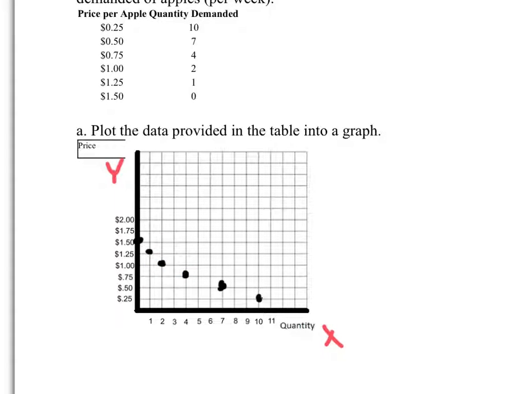And then simply constructing the demand curve is just a function of connecting those dots so that it looks something like this. Okay. And really that's as simple as graphing in economics becomes. It's plotting out the points, connecting the dots, and drawing the line.